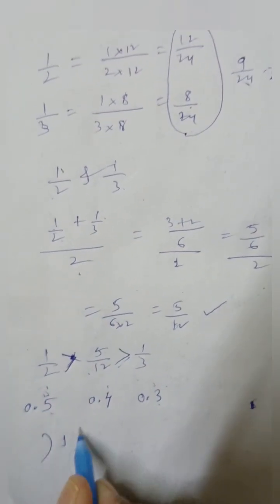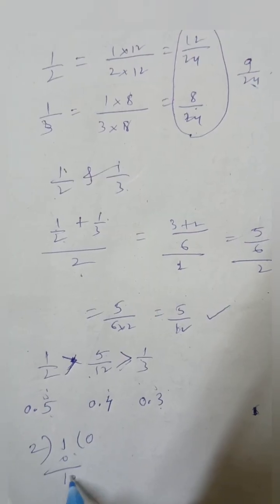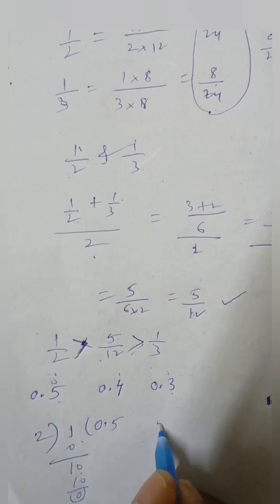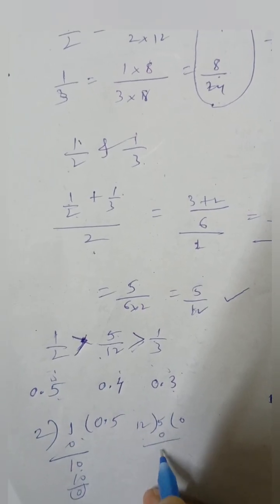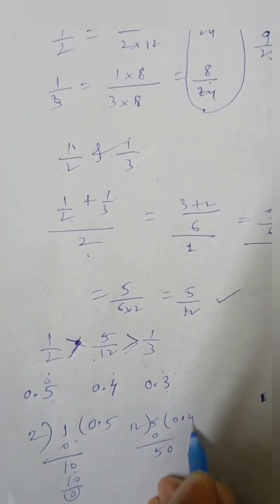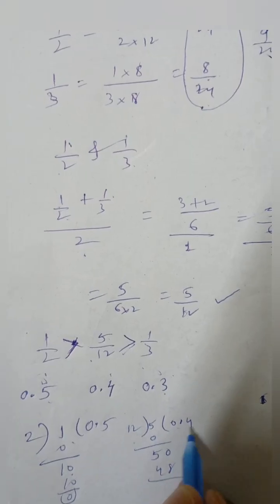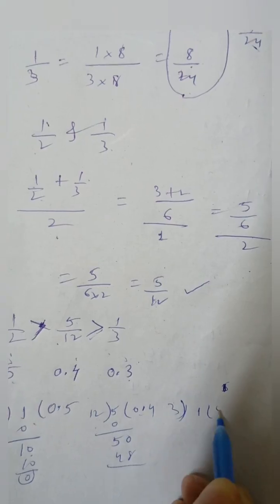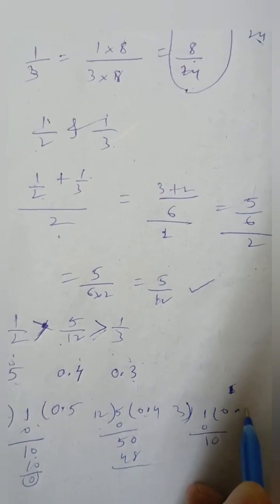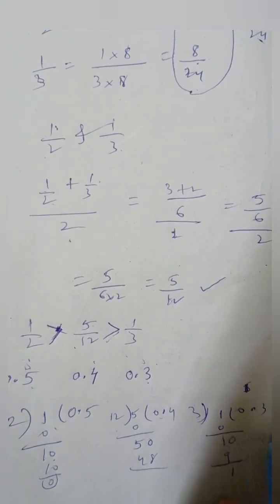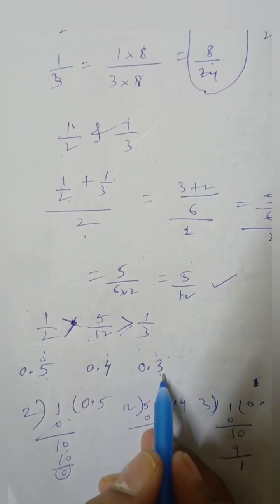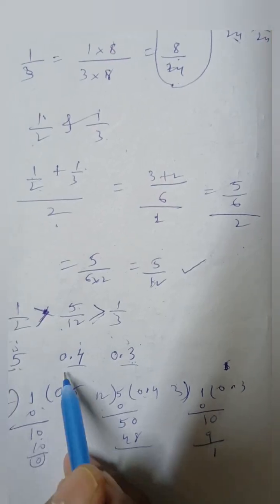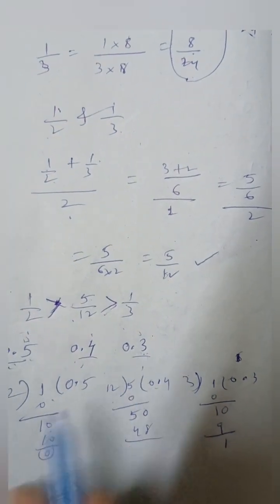See, you can do 1 divided by 2. Zero is 0. Put the point, put a 0. 2 5s are 10. And 5 by 12 you can do it. Zero is 0. Put the point, put a 0. 12 4s are 48. So 0.4 approximately I got. Then again 1 by 3 when we do, zero is 0. Put a point, put a 0. 3 3s are 9. So it repeats, 3 bar. So I wrote approximate values. So definitely 1 by 2 will be greater than 5 by 12 greater than 1 by 3.